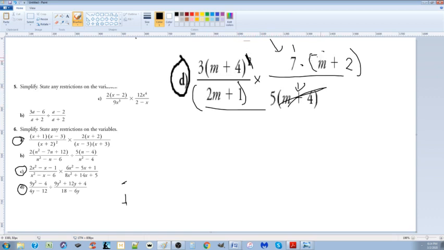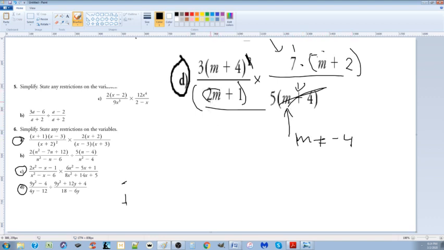And then we got an m plus 2 and an m plus 1, and that's where you might have been tempted to cancel out, but they cannot be canceled out. By the way, I think I forgot to do the restrictions. Yeah, I forgot to do the restriction. So m cannot be equal to minus 4.